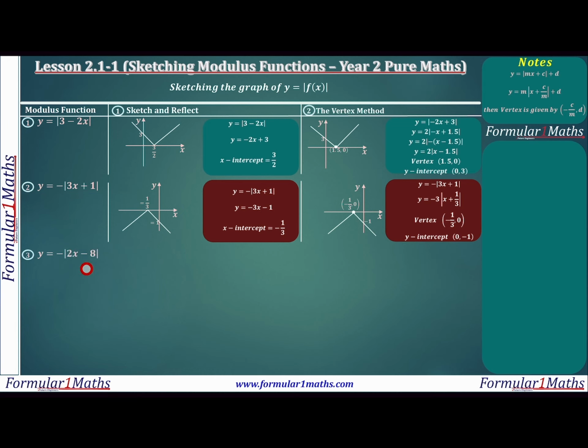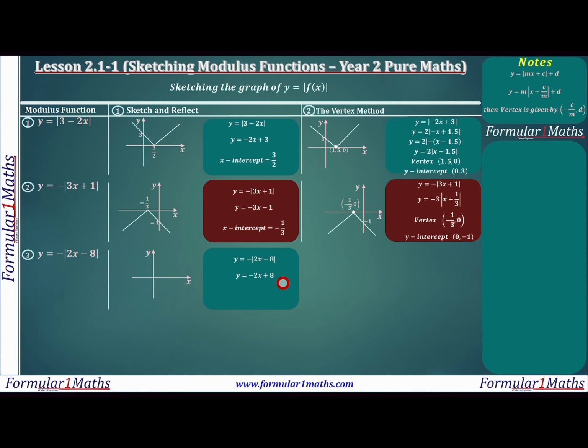I've got y is equal to minus outside the modulo sign. Then I have 2x minus 8 inside the modulo sign. So I've got my axis drawn. Then I've got this to deal with. If I expand the negative into the modulo sign and remove the modulo sign, I'm going to get minus 2x plus 8. So I'm now going to sketch this curve here.